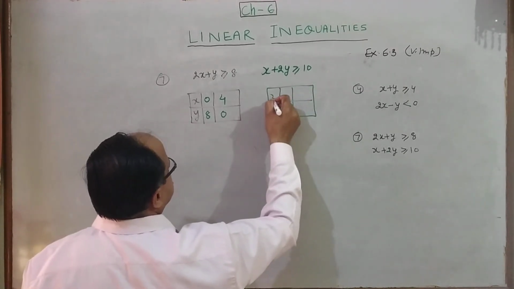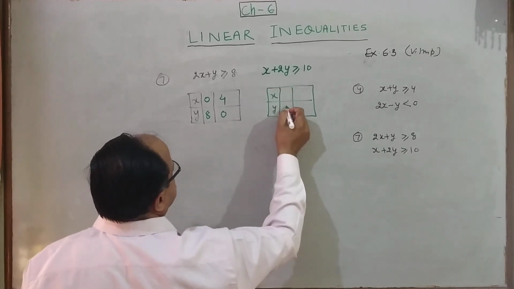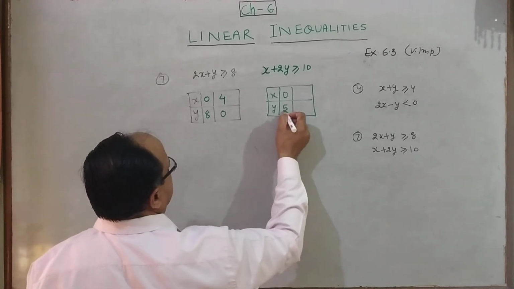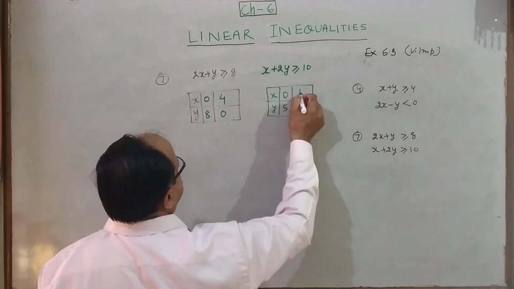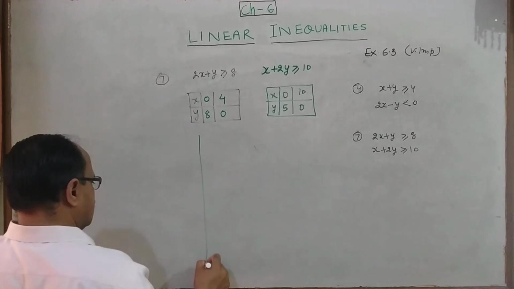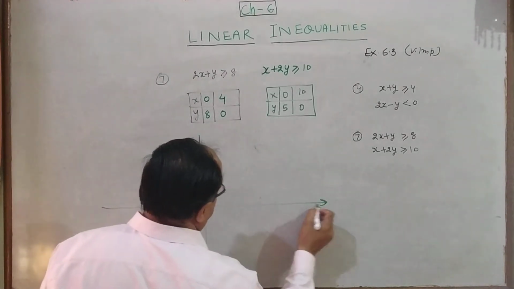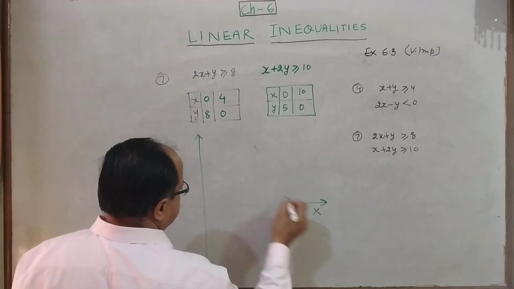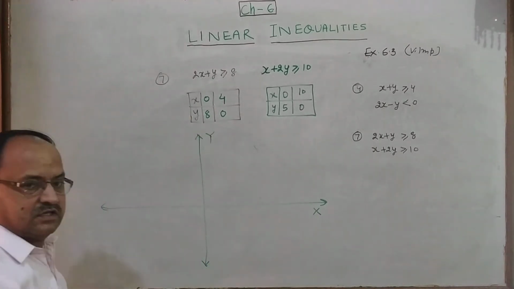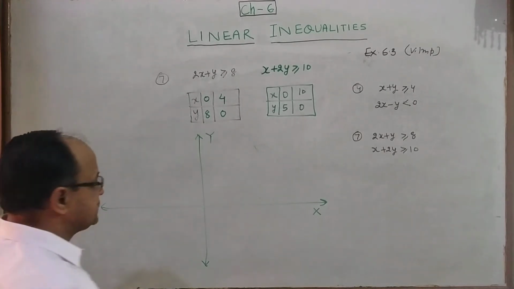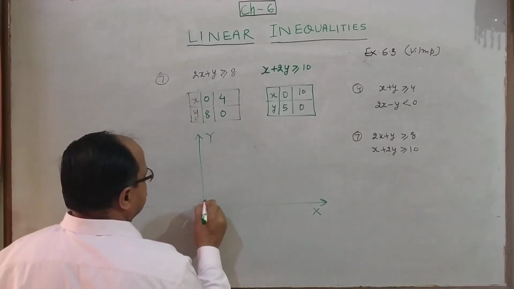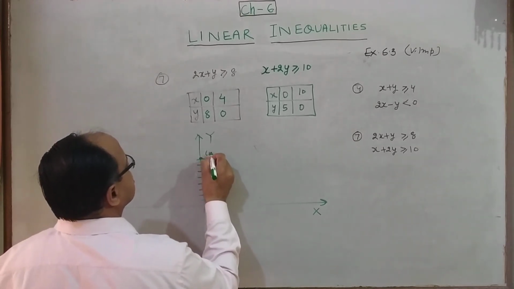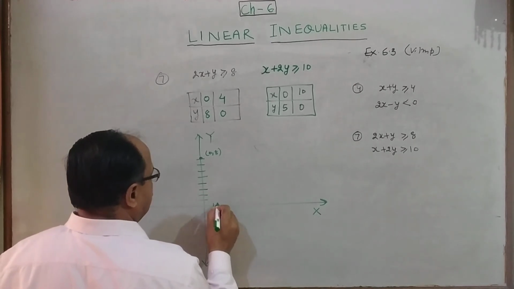But in this equation, if x is equal to 0, then y is equal to 5. If y is equal to 0, then x is equal to 10. Draw the graph. X-axis, y-axis. Coordinates of the first equation: 0, 8, and 1, 2, 3, 4 ... here is 0, 8 and 1, 2, 3, 4.